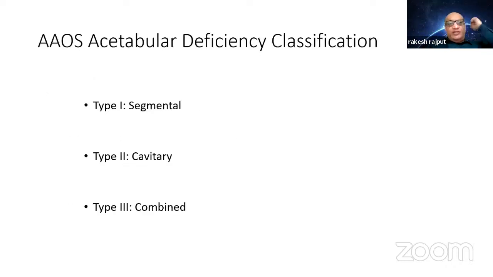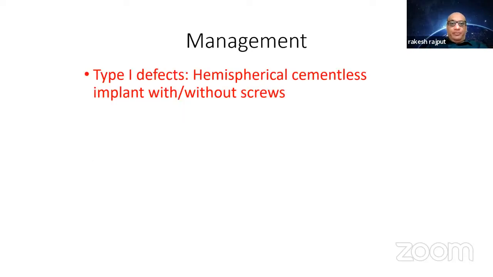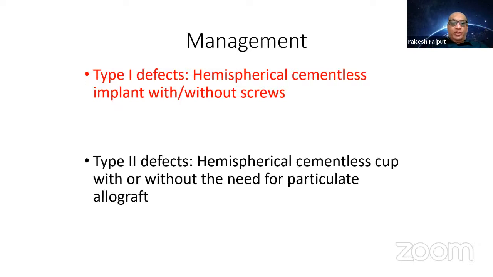So AOS will classify them as segmental, and if you just saw Dr. Sain's classification, that will be the type 2 defects for them. So I think the way we are going to approach this, unfortunately, according to literature, will be by using hemispherical implants with or without screws. So in predominant cases of routine THRs, we manage them without screws. But I think here we probably should put some screws in just to get that extra stability.